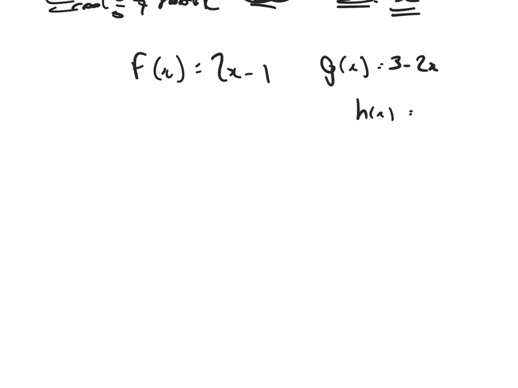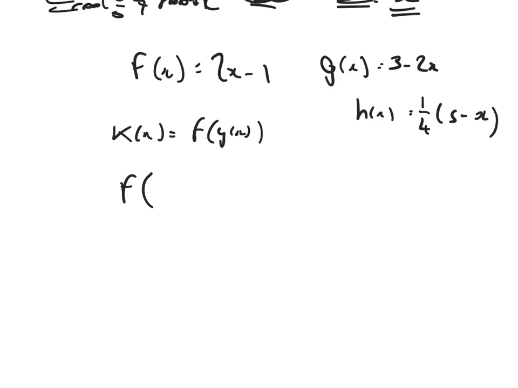Okay, let's look at a question like this in a wee bit of context, of other things that we've learned. f of x equals 2x minus 1. g of x equals 3 minus 2x. And h of x equals 1/4 of (5 minus x). Part A says find k of x, where k of x is equal to f of g of x. Okay, so k of x is f of g of x, that's f of 3 minus 2x.